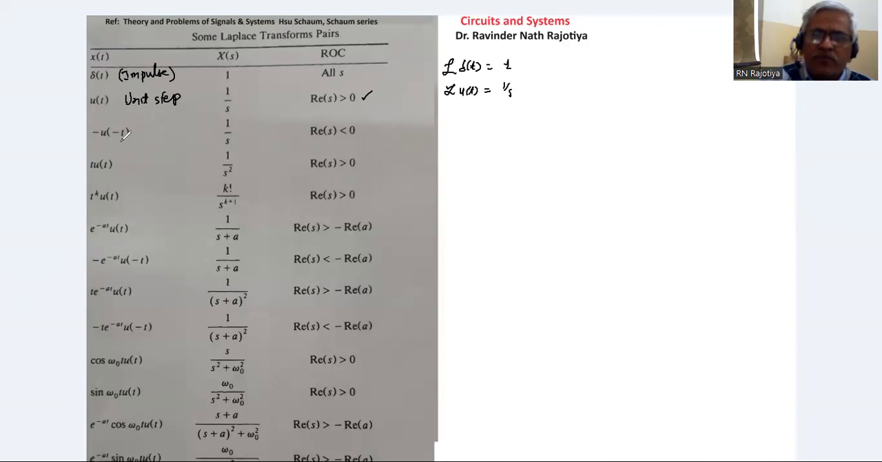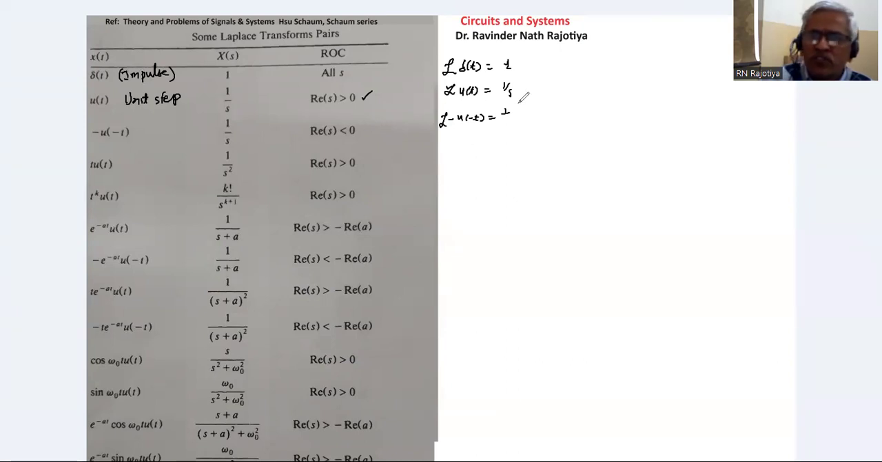Then we find out the Laplace of minus u of minus t. u of minus t is on the negative side, and you have a minus of it, that is the downside. So also the Laplace of minus u of minus t is equal to 1 by s. See the difference. In both cases, you get Laplace equal to 1 by s. Let me clearly write this second one.